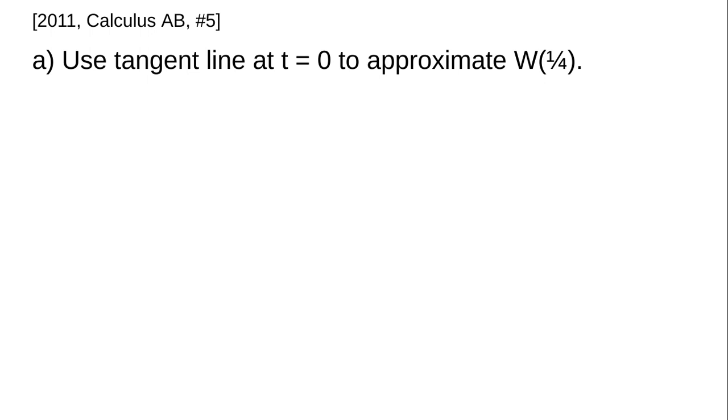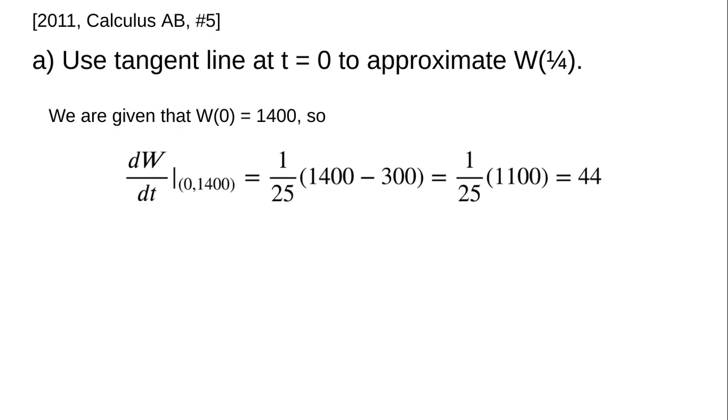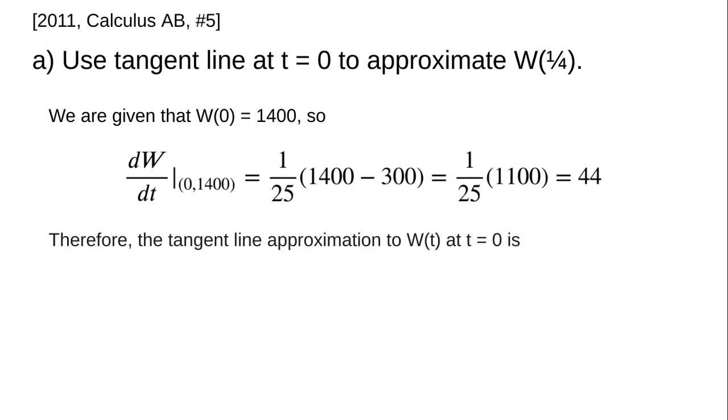In part A, we are asked to use the tangent line at t equals 0 to approximate W of 1/4. Right, we are given that W of 0 is equal to 1,400. So, evaluating dW/dt at W equals 1,400, we get 1/25 of 1,400 minus 300, which is 1/25 of 1,100, which is 44. So the slope of our tangent line at t equals 0 is 44.